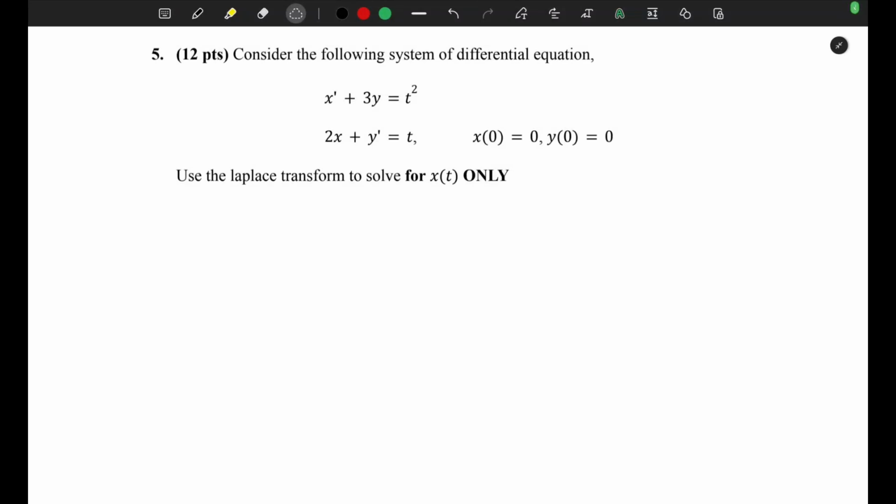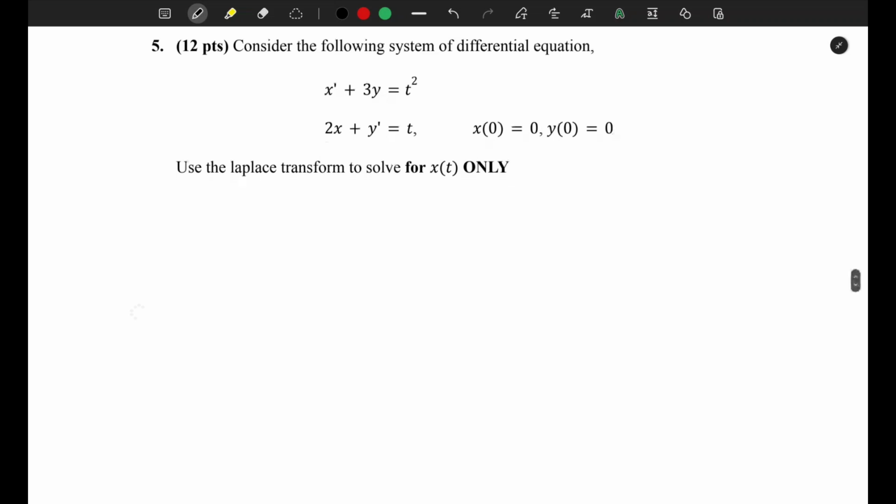This is question 5 on the MTH312 Midterm 2. So this question is telling us, consider the following system of differential equations, and we want to use Laplace transform to solve for x of t only. So that's really important. We don't want to waste time and start solving for y of t or both. We just want to find x of t.